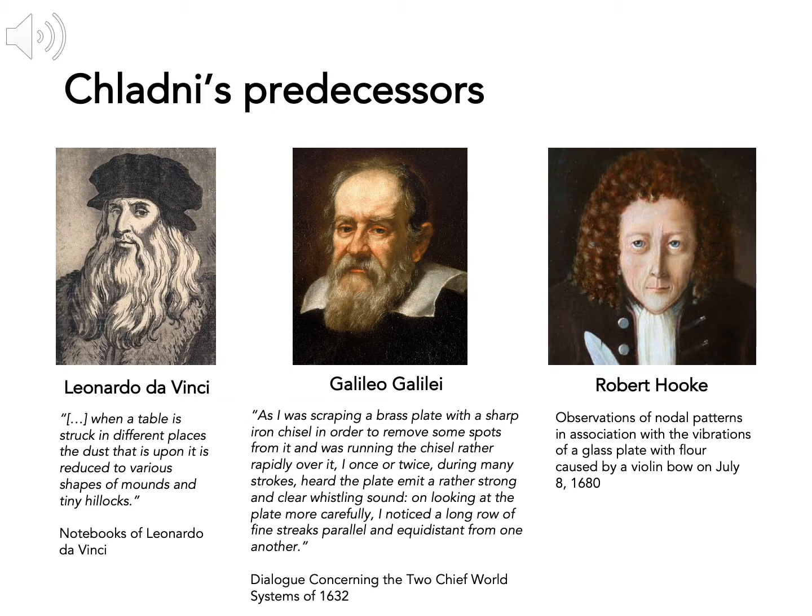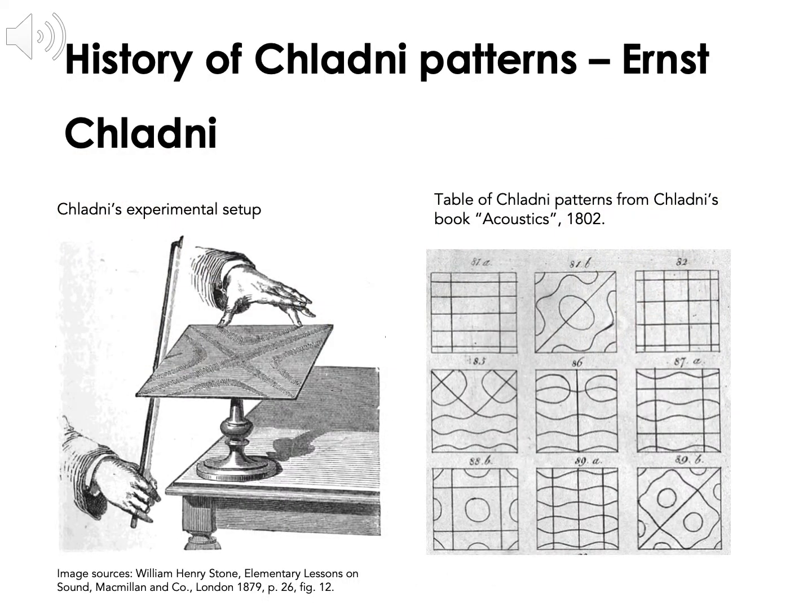Afterwards, Galileo Galilei described in Dialogues Concerning Two New Sciences marks on a brass plate caused by a whistling sound due to a sharp iron chisel being scraped across it. The English scientist Robert Hooke observed nodal patterns in association with the vibrations of a glass plate with flour caused by a violin bow in 1680. Ernst Chladni repeated and developed Hooke's experiment further. Chladni scattered sand over a thin metal plate. Striking a violin bow against the plate sets it in vibration, and the sand grains formed a special pattern.